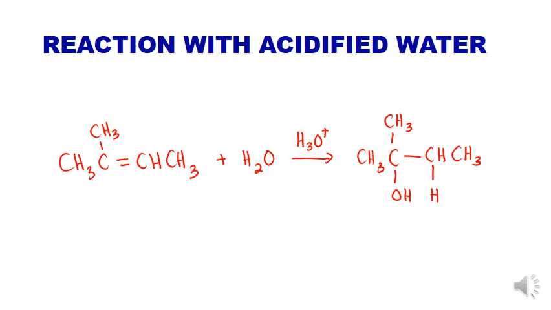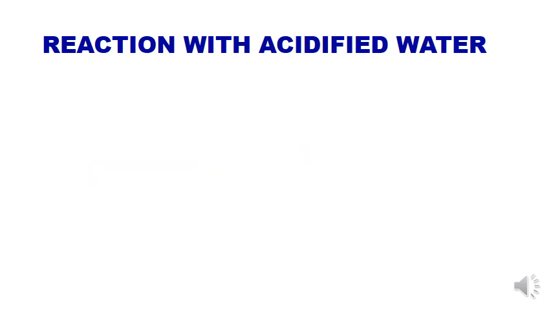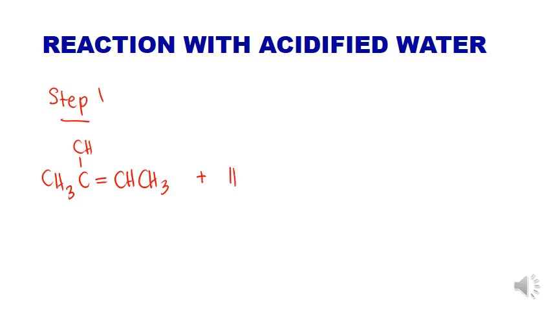But now, how do we write this reaction mechanism? We start with step number 1, which involves the formation of a carbocation. So we have this 2-methyl-2-butene reacting with the acid catalyst, which is H3O+.